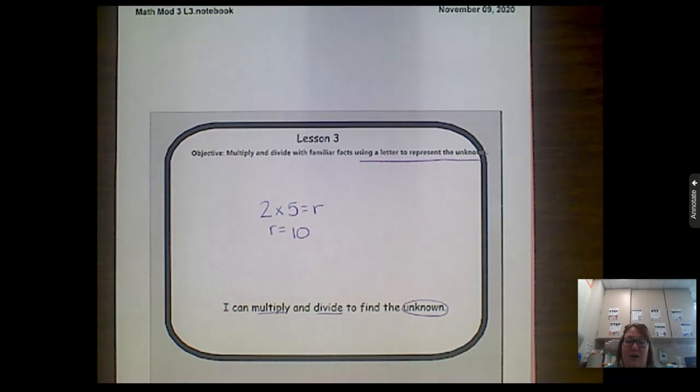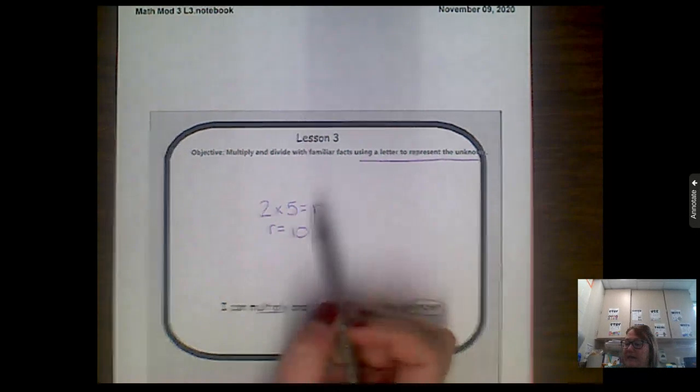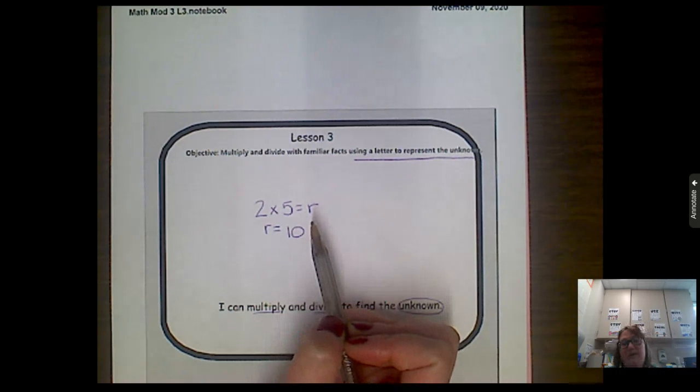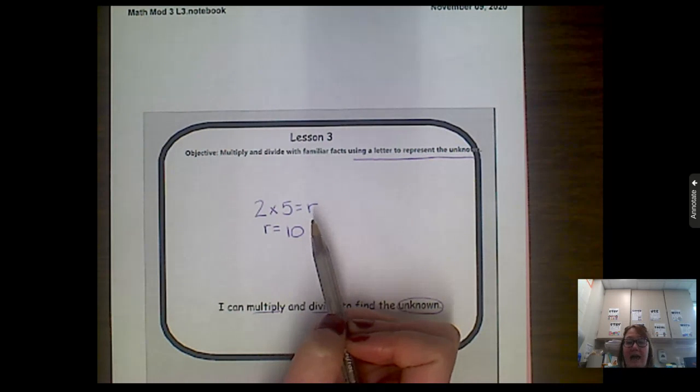So this is kind of fun. You're going to be doing this all the way up through math, all through the grades, through high school, where you use a letter for the unknown. When you get older, they call it a variable. So that's kind of cool that we get to know that now, right, in third grade.